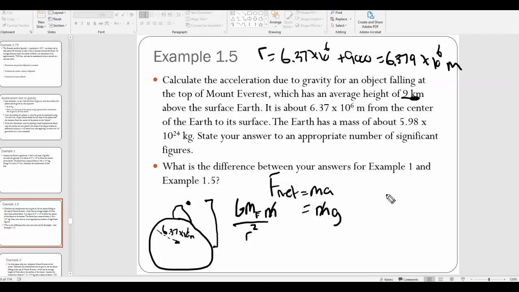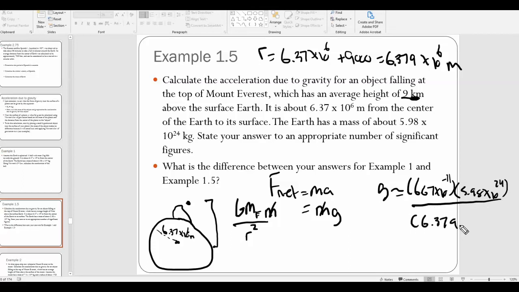M cancels out, and so my new value for g is going to be about 6.67 times 10 to the negative 11 times the mass of the Earth divided by my new r squared, and so that would be 6.379 times 10 to the 6 squared. Okay, so this is the acceleration due to gravity on Mount Everest.